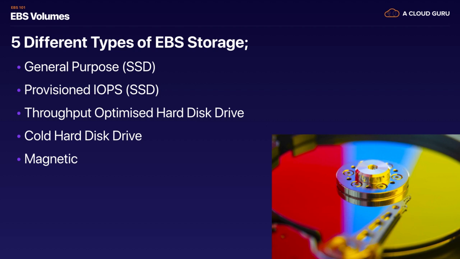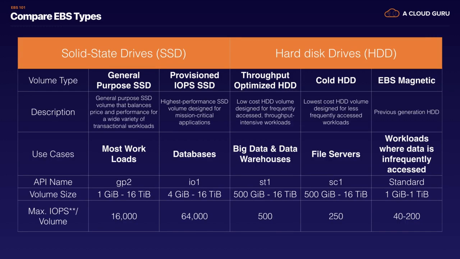So let's look at the different use cases for each one. So let's start with general purpose SSDs. Our SSDs are broken down into general purpose and provisioned IOPS. General purpose is basically designed for SSD volumes that balance price and performance for a wide variety of transactional workloads. And essentially its use case is most workloads.